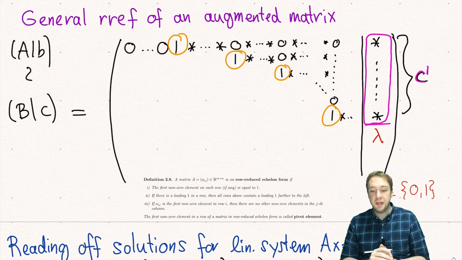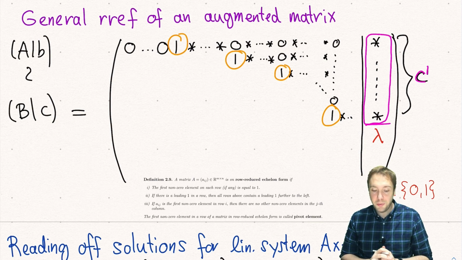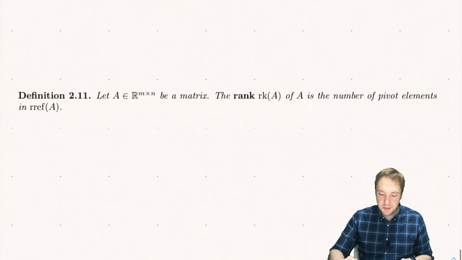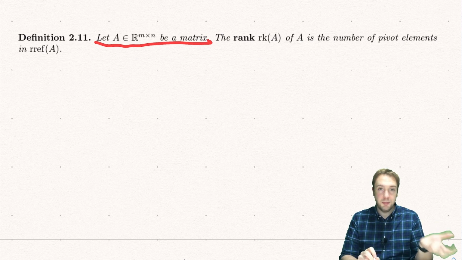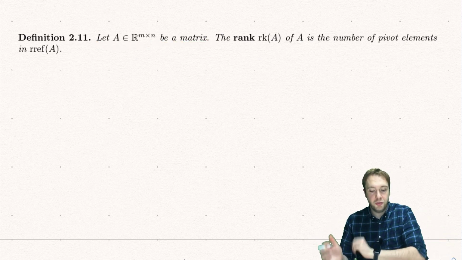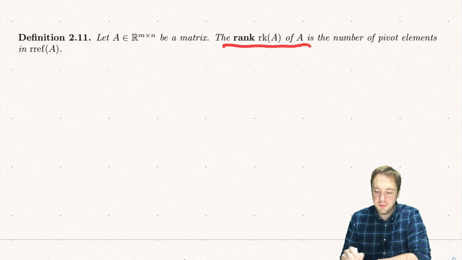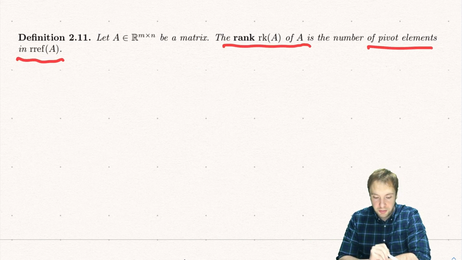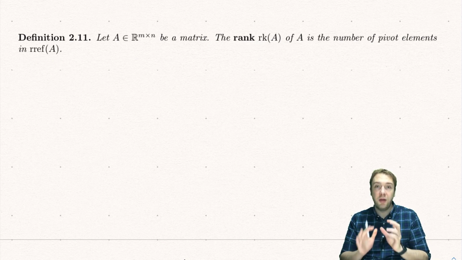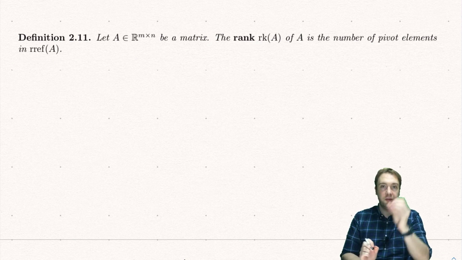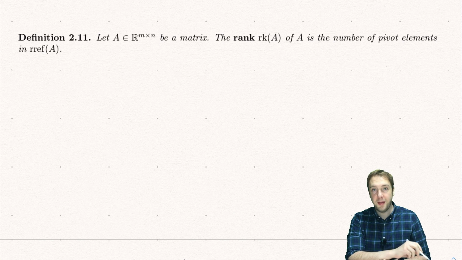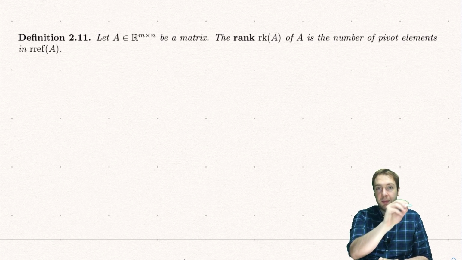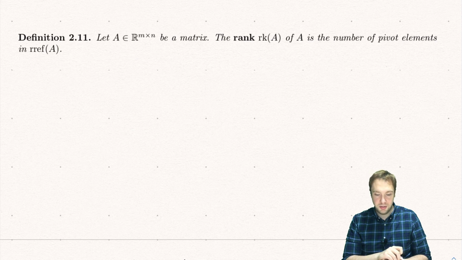And because the number of pivot elements in a matrix is such an important number, it gets a name, and this is called the rank of a matrix. So if I have an arbitrary matrix A, sometimes an augmented matrix, but sometimes just a usual matrix, then the rank of this matrix is the number of pivot elements in its row-reduced echelon form. So to calculate the rank of an arbitrary matrix, you first need to bring it into row-reduced echelon form, and then you can count the number of pivot elements, meaning just the number of ones starting in these rows, and this is called the rank.